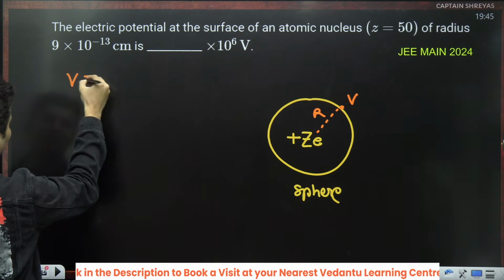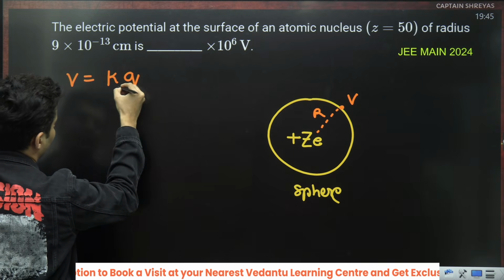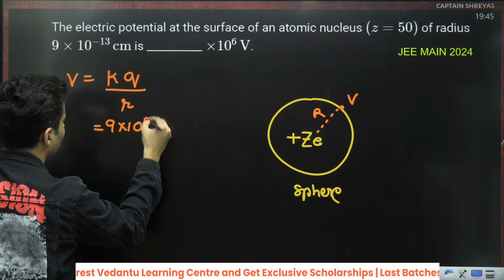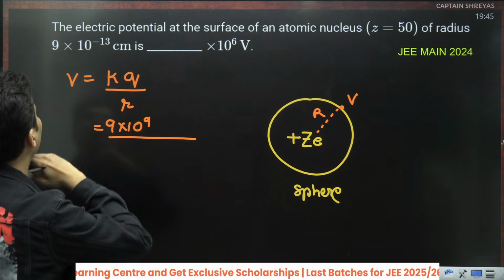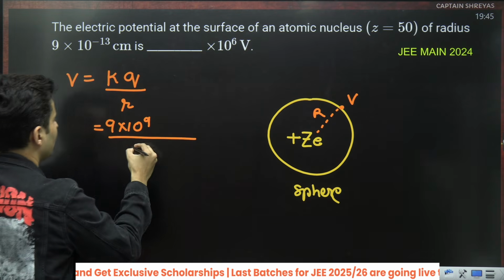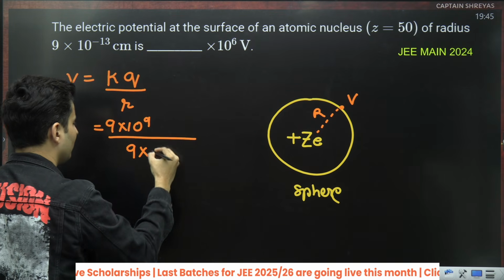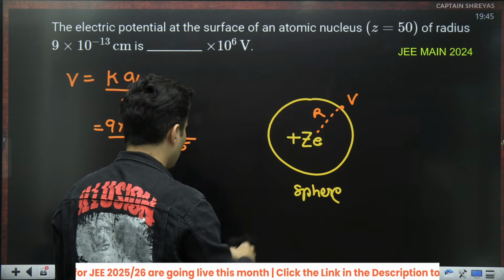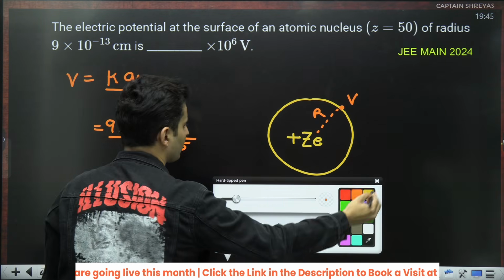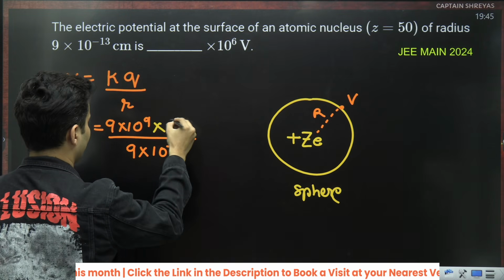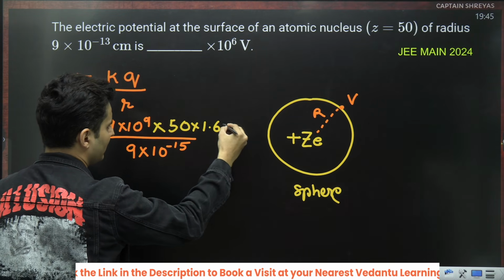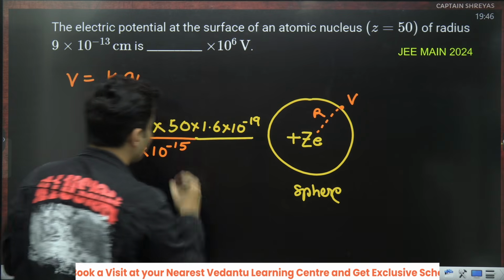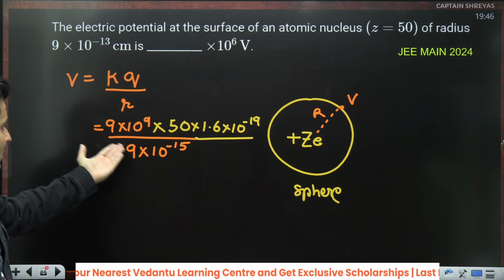Well, the potential on the surface is k, the total charge divided by the distance. k is 9 into 10 to the power 9. Radius, well, is the radius given? Yes. 9 into 10 to the power minus 13 becomes minus 15 in meters. What is Ze? That is the charge. So how much is that charge going to be? Think about it. Z is 50. Electron charge is 1.6 into 10 to the power minus 19. That's it. Solve this, you will get the answer.